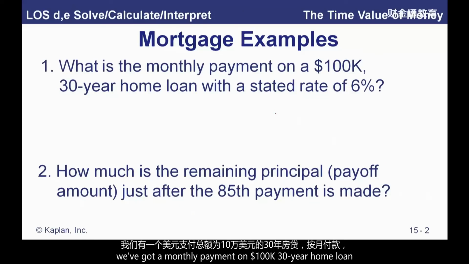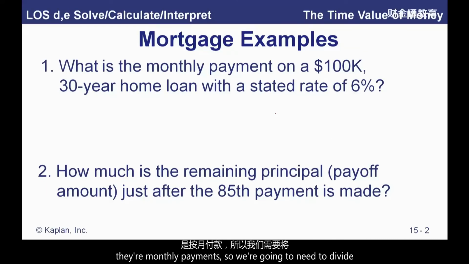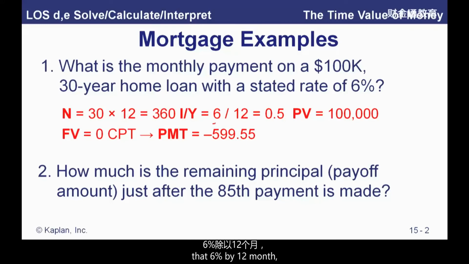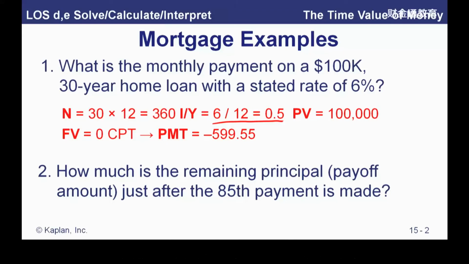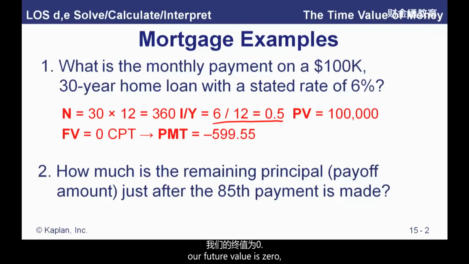We've got a monthly payment on a $100,000 30-year home loan with a stated rate of 6%. Well, they're monthly payments, so we're going to need to divide that 6% by 12 months and get our effective monthly rate of 0.5%. And our present value, the amount we're borrowing, is $100,000. Our number of payments in 30 years, there's 360 monthly payments. Our future value is 0.